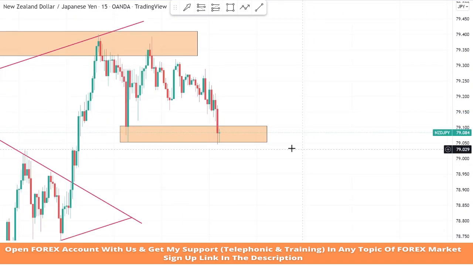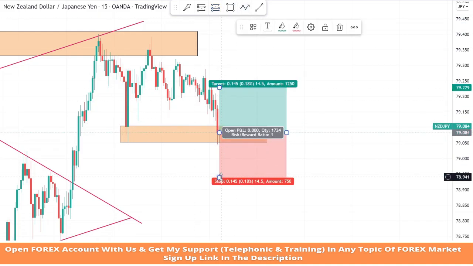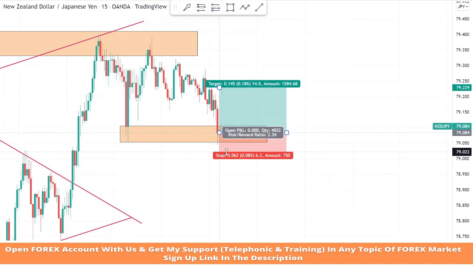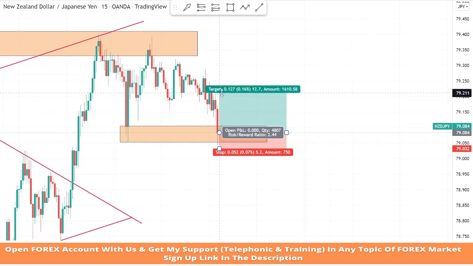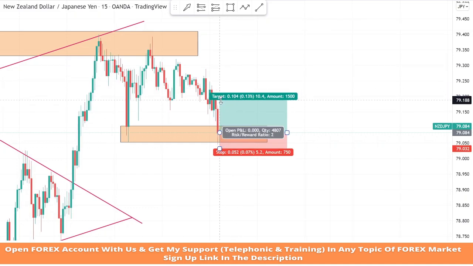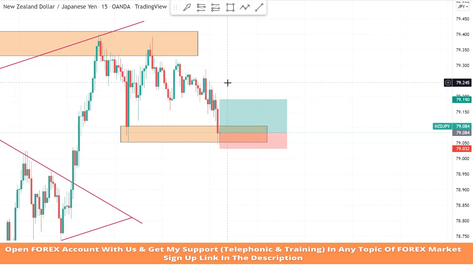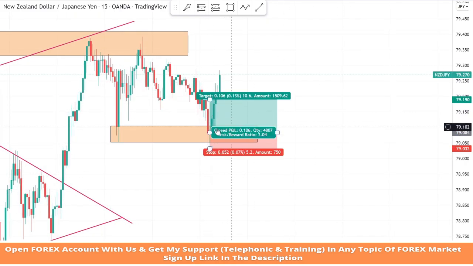As we can see clearly, again we got a confirmation of buy trade from our support area. It's time to take a buy trade. We will set stop loss at last low of the candle and risk to reward 1:2. We won this trade too.